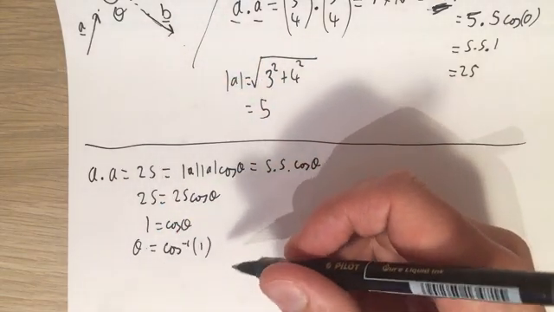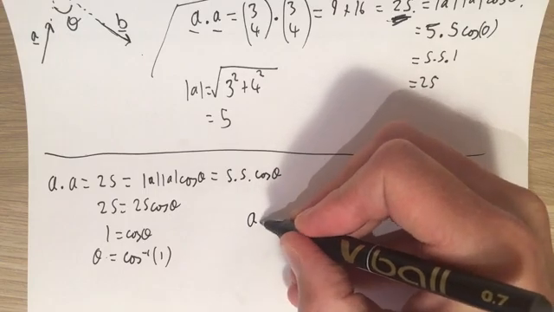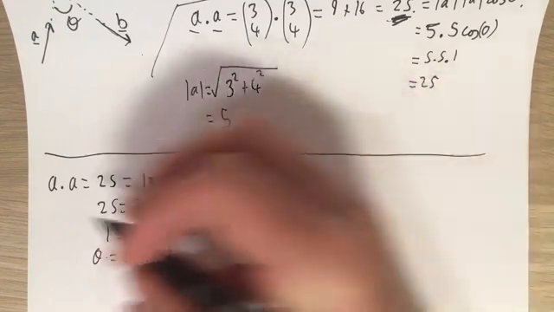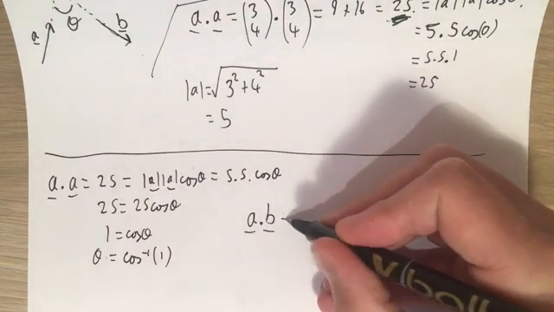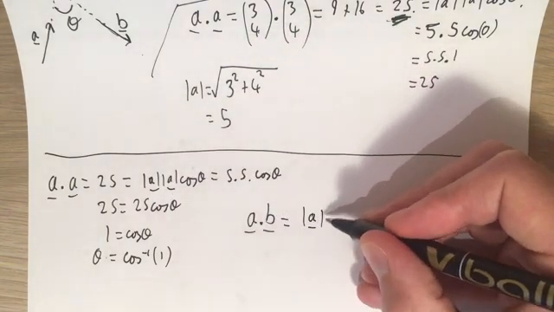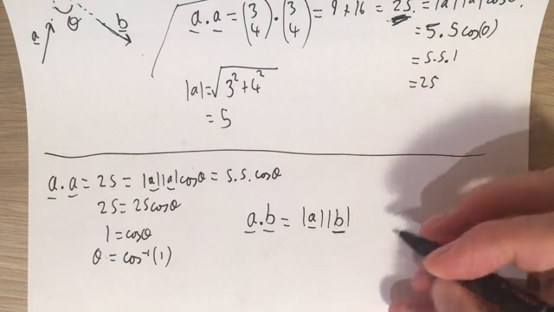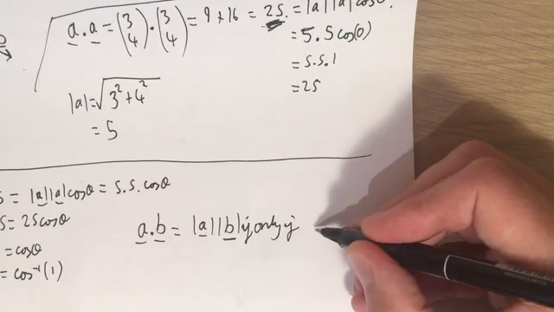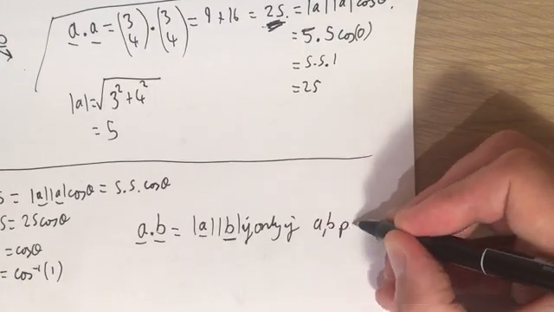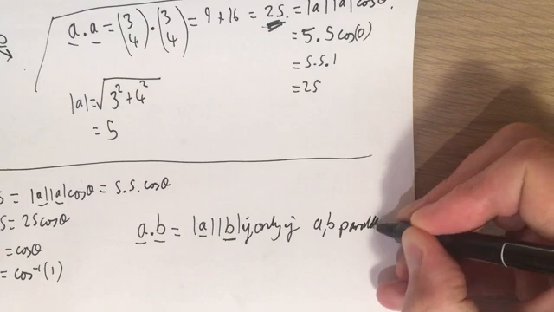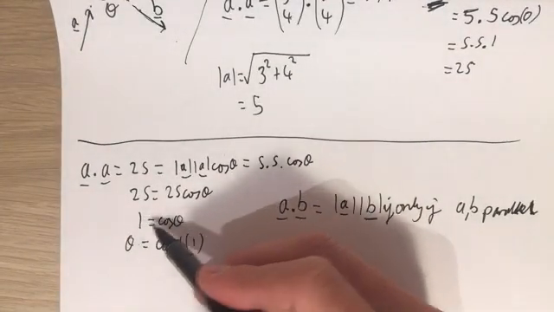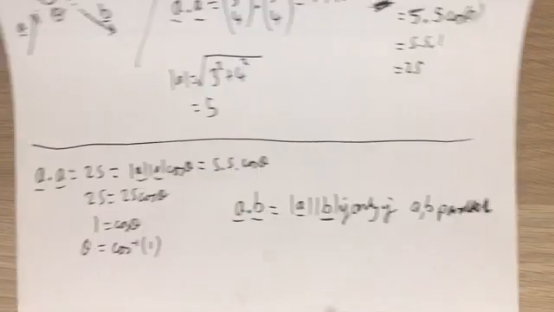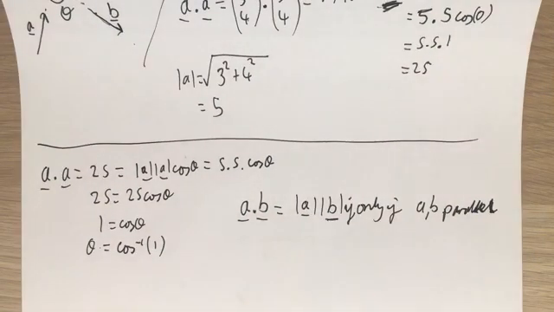Okay, and what we find out basically is that A dot B, two random vectors, is going to equal the two lengths multiplied together only if, or if and only if, A and B are parallel, if the angle between them is 0. Because that's the only time you get cos of 0 equals 1, cos of nothing else equals 1, apart from 360 and stuff like that. So, this is a fun little fact.